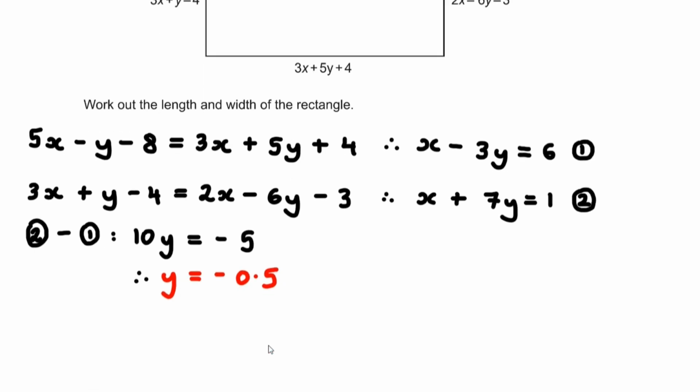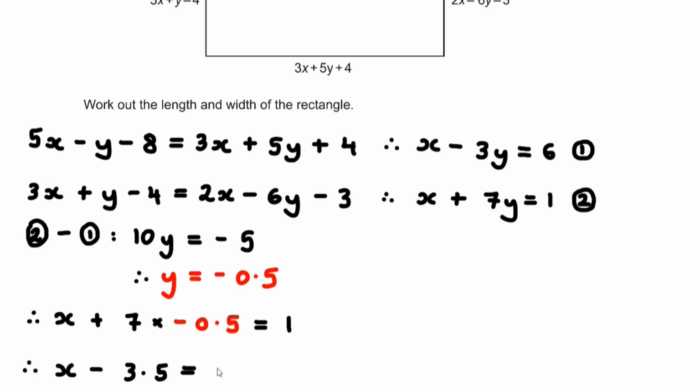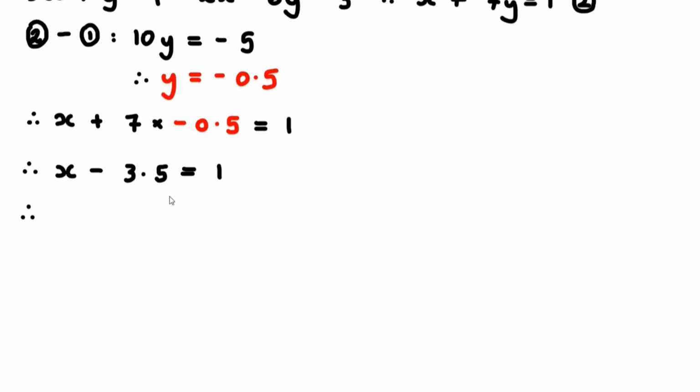I can use this to find out what x is. So if I substitute into the second equation, I have x plus 7y, so I've got 7 multiplied by negative 0.5, and this is equal to 1. So I've got x subtract 3.5, which is equal to 1, which means x is equal to 4.5.